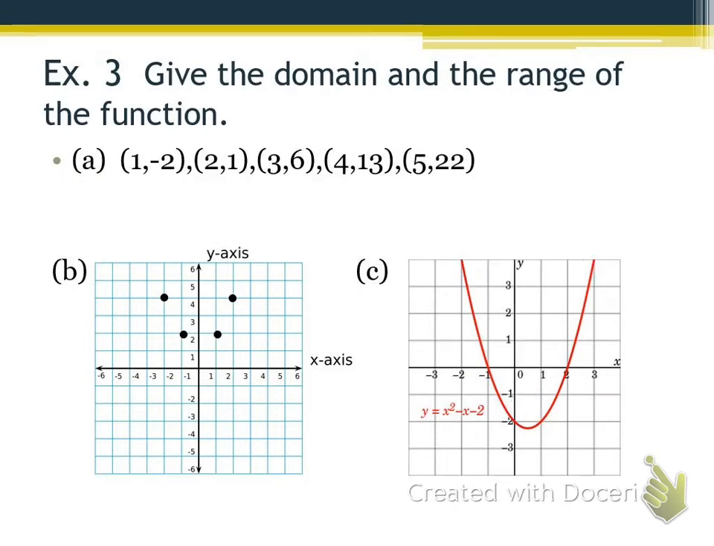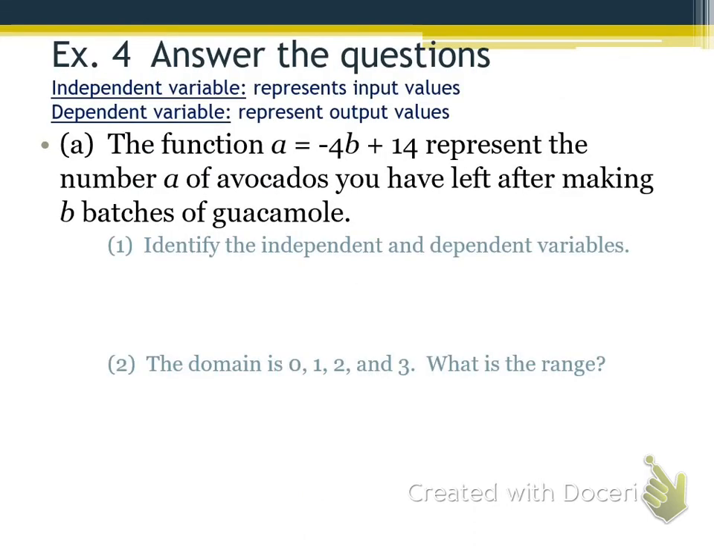Now, this is something you probably have not learned before, so please stay with me. I'm going to try to make this as practical as I can. First of all, I want us to focus on the function. The function is a equals -4b plus 14.